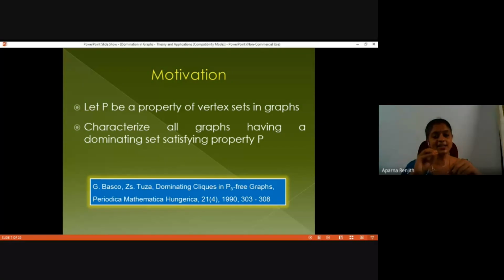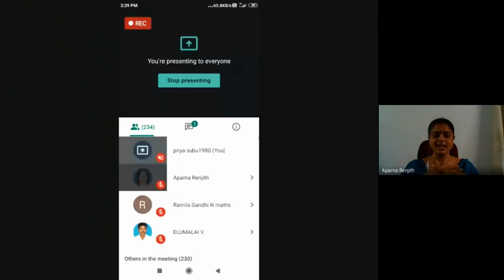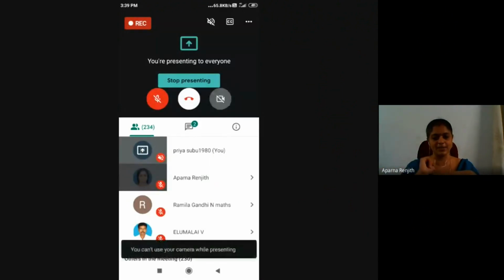So you can see that in this particular case, the total domination number, connected domination number and paired domination number are also greater than the domination number and independent domination number. In each case, every other set is also dominating with some additional property, and for domination we are looking for the minimum. So gamma of G will always be less than or equal to all these parameters.